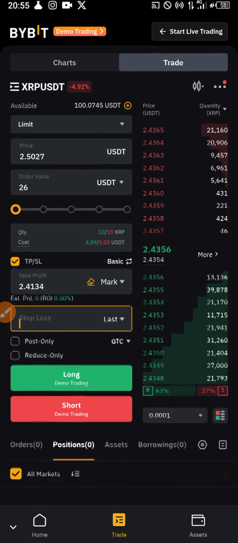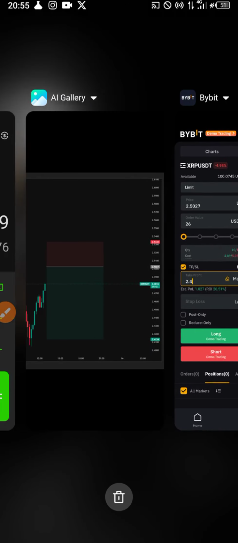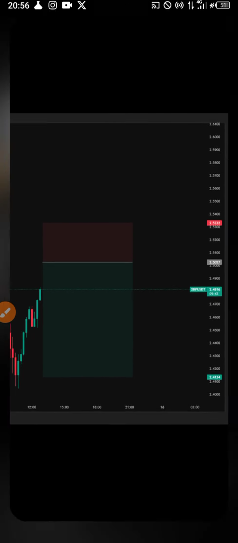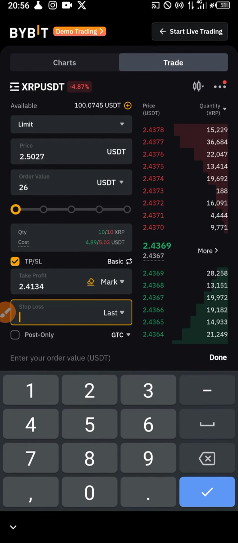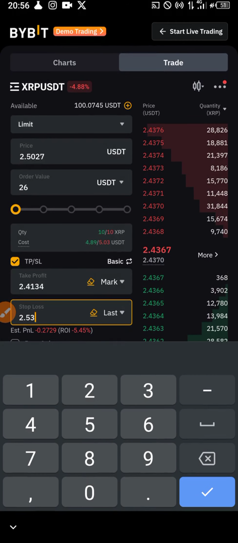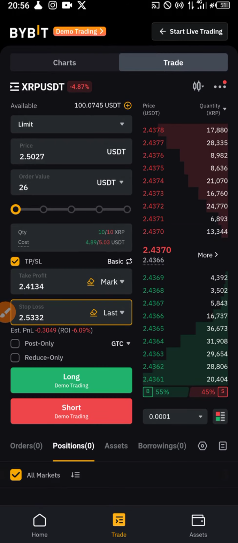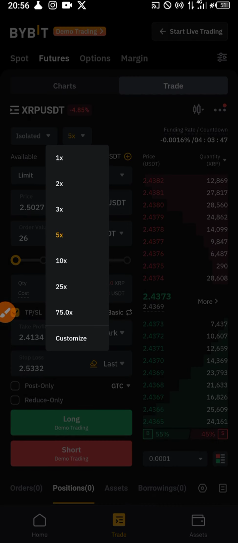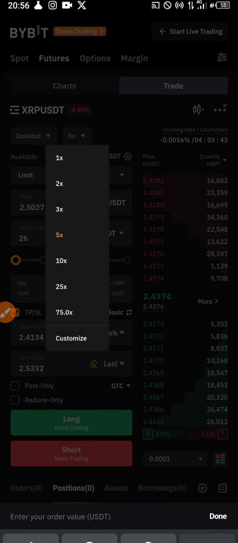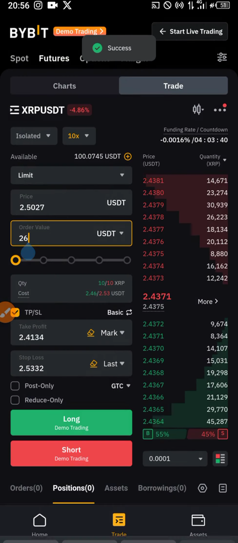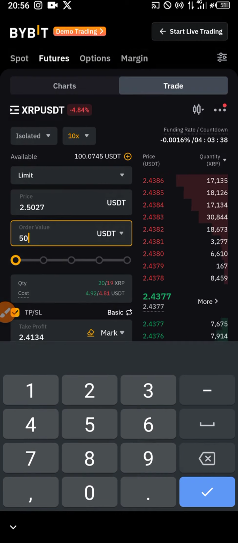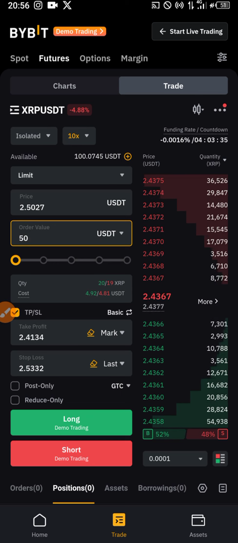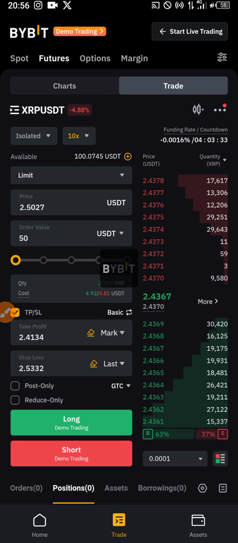Take profit and stop loss 2.5332. 2.5332, right? Then let me increase my leverage. You can use 10x leverage. Then let me control more position. Right? Then short.